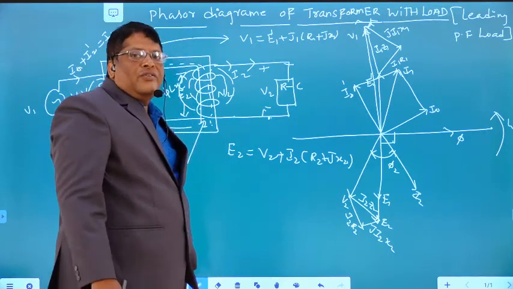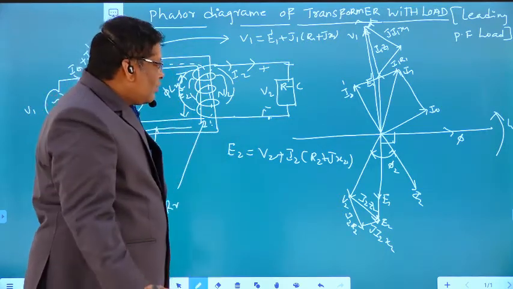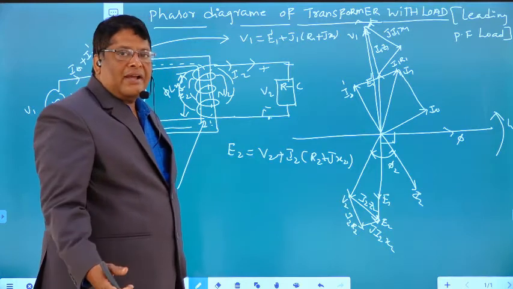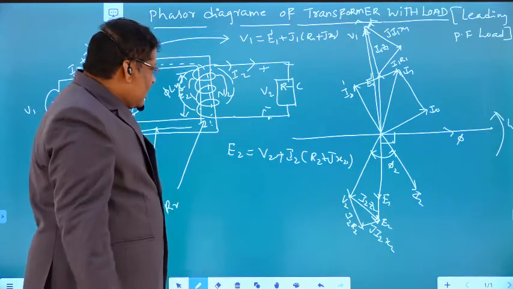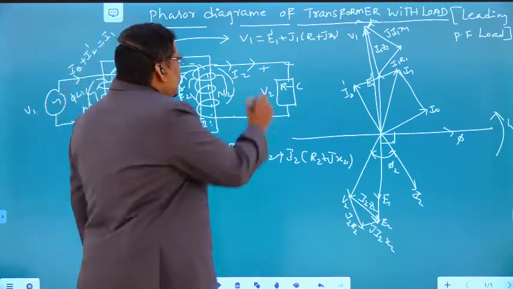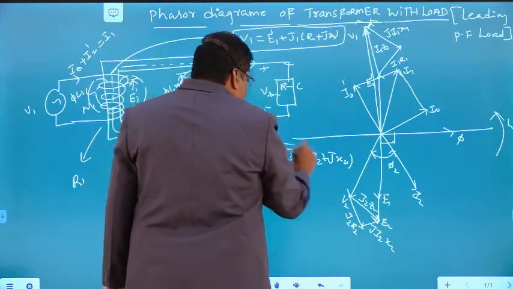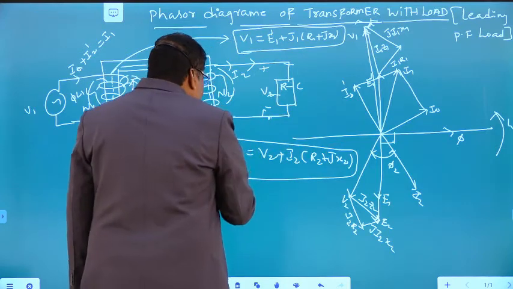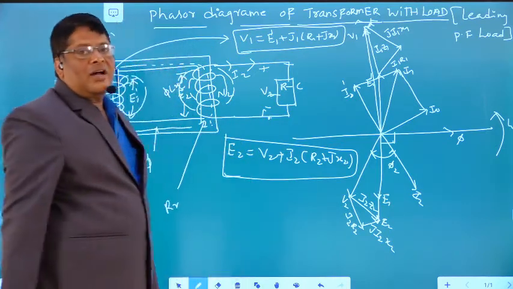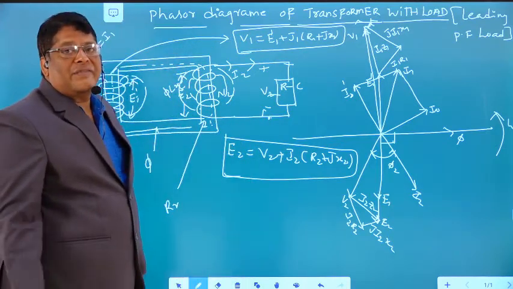Up to here we have seen the phasor diagram of a transformer with a resistive load, the lagging power factor as well as the leading power factor. So finally, from the phasor diagram we developed the equations. These equations we are going to use in the equivalent circuit representation of a transformer.